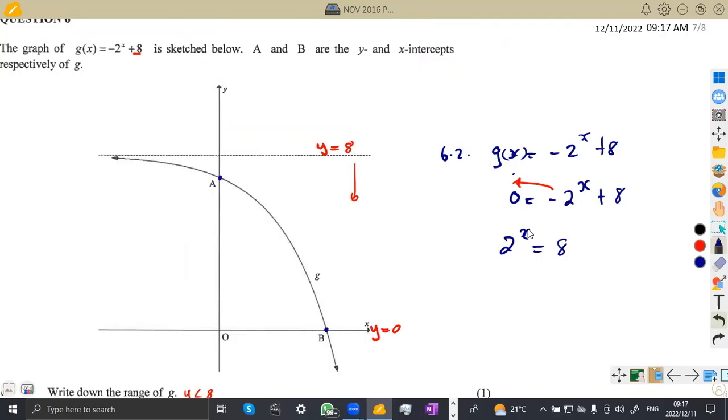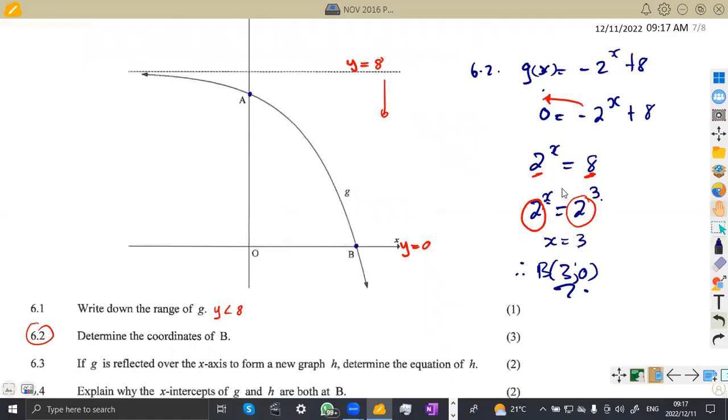So guys, you are back to exponents. You are now dealing with an exponential equation where we can make the bases the same: 2^x = 8, which is 2^x = 2^3. If the bases are the same like this, that means the exponents are the same. So x = 3. Therefore, the point B is where x = 3 and y = 0, like what we said. That's the point B.